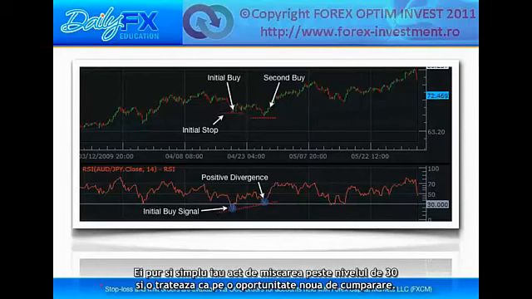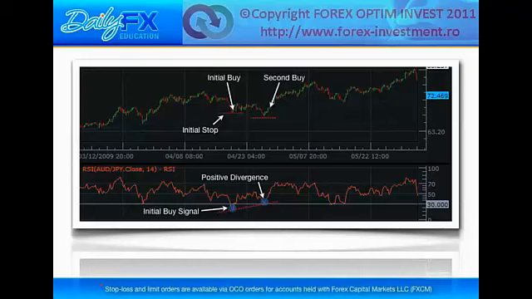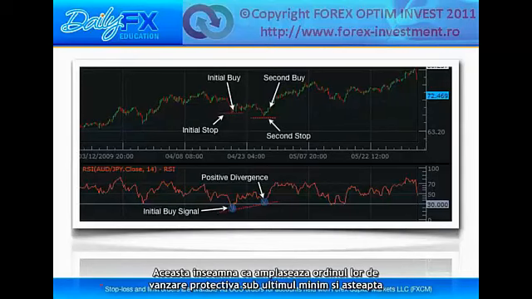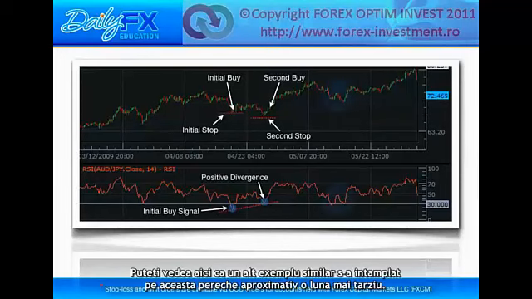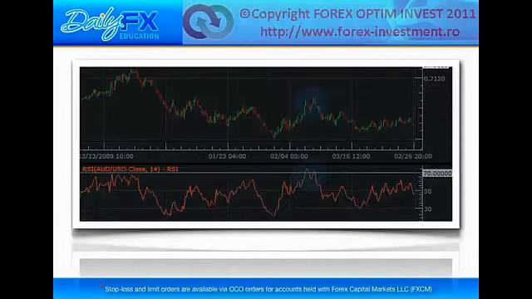They simply note the second move above 30 and treat it as a new buying opportunity. This means they place their protective sell stop below the second low and look for continued buying interest to push the market up. You can see here that another example of this happened on the same pair about a month later. Here is an example of a second selling opportunity.